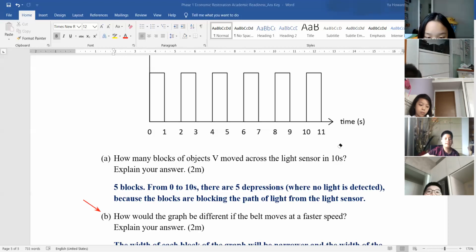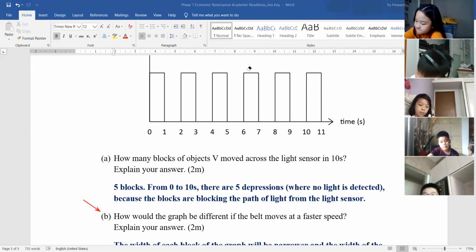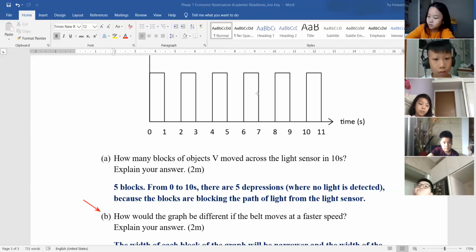But how will it change? Change what? Change the graph, like how? So now I'm testing your understanding. Okay, firstly, you must understand if the belt moves at a faster speed, right? Okay, you agree with me there will be more blocks passing through at the same time, right? Do you agree? So I go and superimpose this on this graph. This is what you see. So now you see every second there's one block being detected, right?